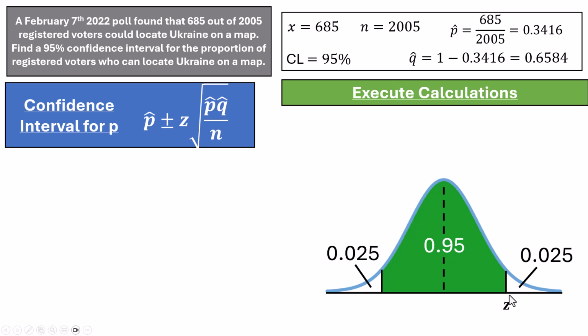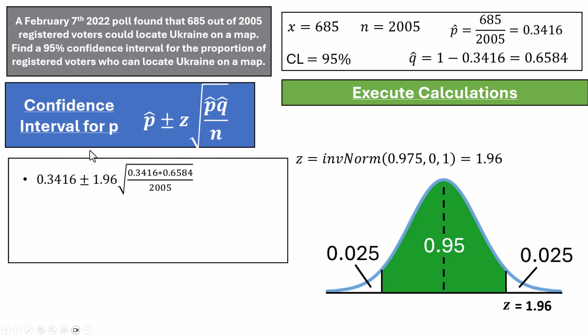This is the same one we did before, which is going to be 0.95 plus 0.025 into inverse norm, which we already found is equal to 1.96. From there, we can go ahead and plug into the formula. p hat is 0.3416 plus or minus the z-score of 1.96 multiplied by the square root of p hat, 0.3416, times q hat, 0.6584, divided by n.